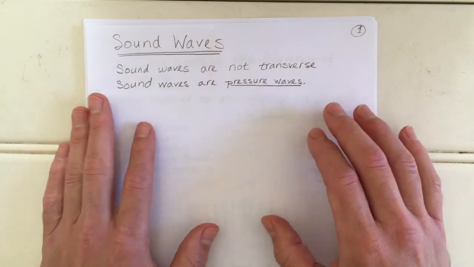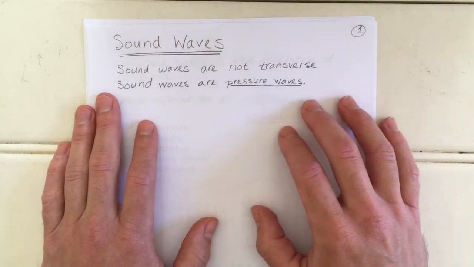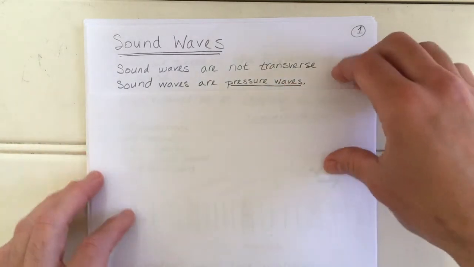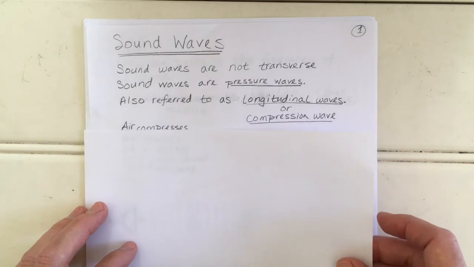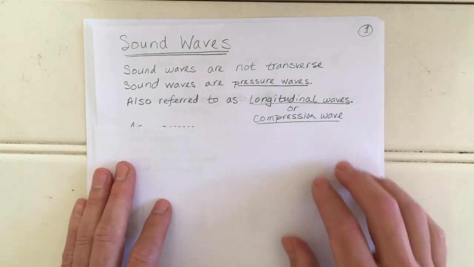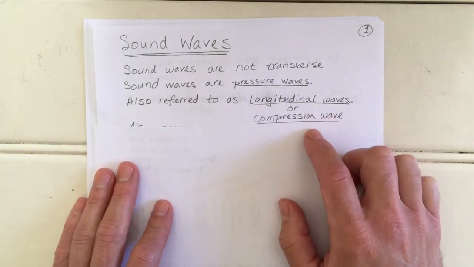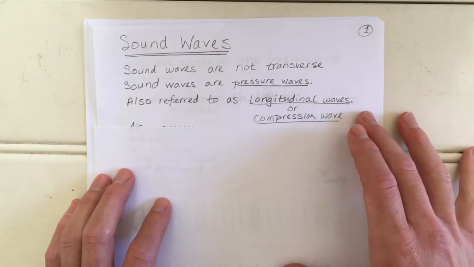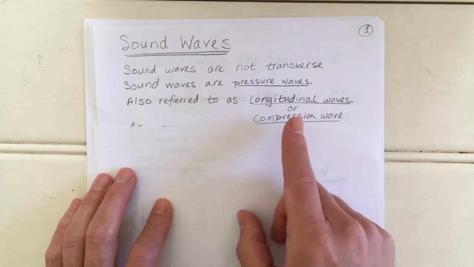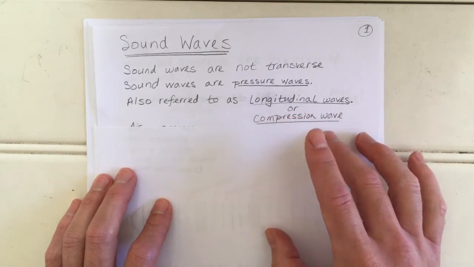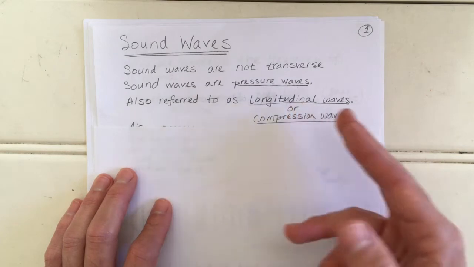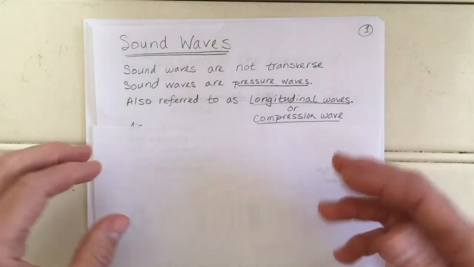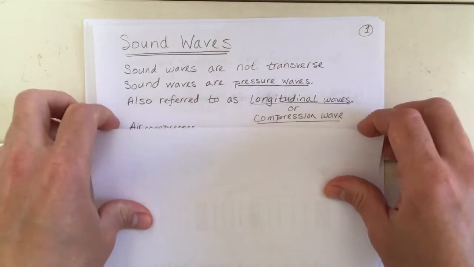Sound technically isn't a transverse wave; it's actually a longitudinal wave. We like to talk about it as being a pressure wave, but we also call it a longitudinal wave or a compression wave. Now, what's different about a longitudinal wave is that its amplitude is going to point left and right while the wave moves parallel to that direction. Whereas in a transverse wave, the amplitude was up and down, and the wave moved left and right.